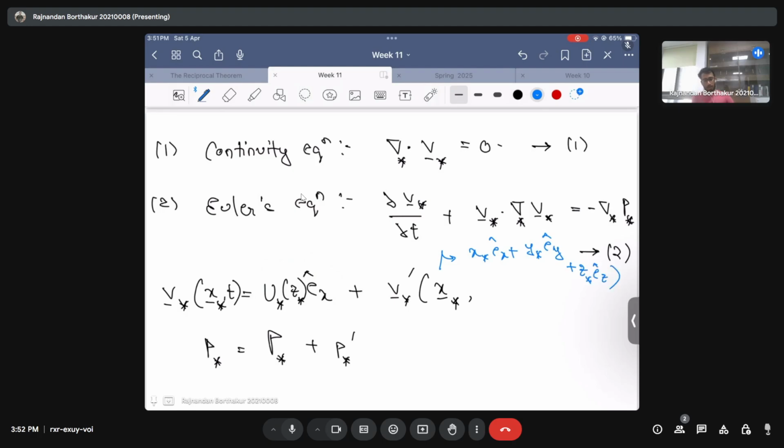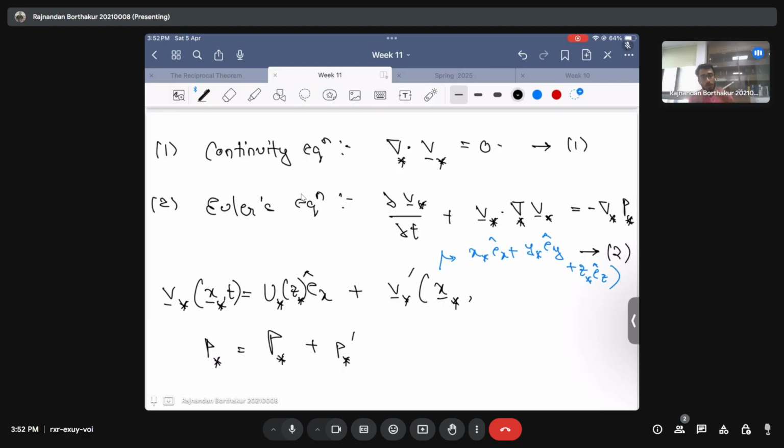Although your base flow is unidirectional, this doesn't say that your perturbations are unidirectional. Your perturbations can be arbitrary because you don't know in which direction they are going to propagate, and that's the reason why your perturbations are essentially a function of the total position vector, that is x star, y star, and z star, or we call it x bar star.